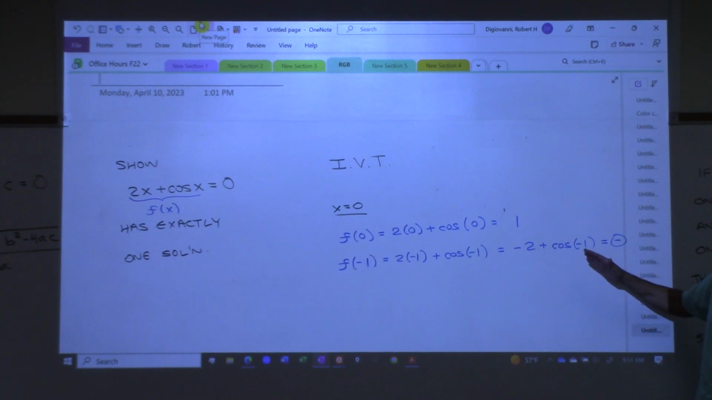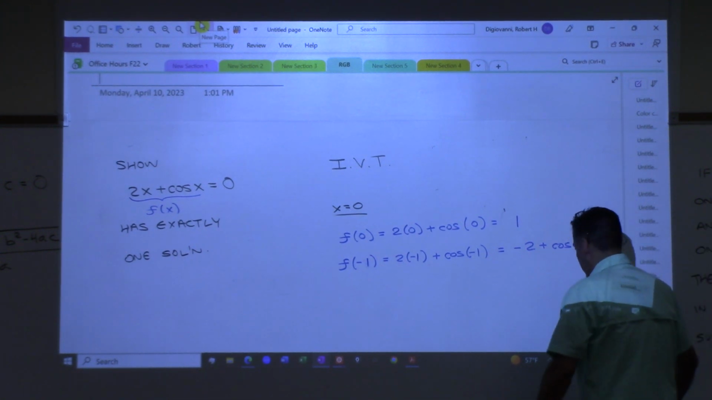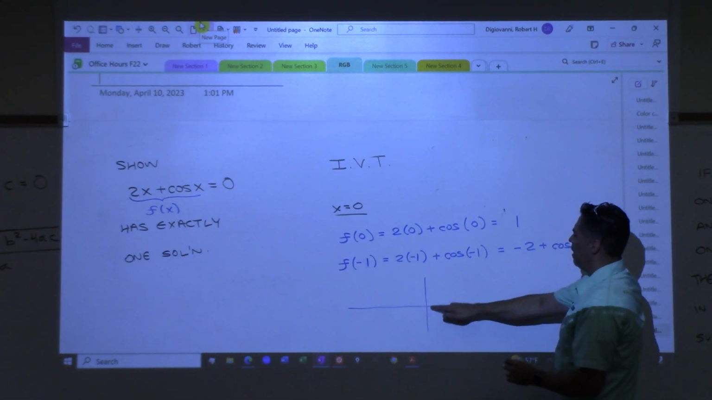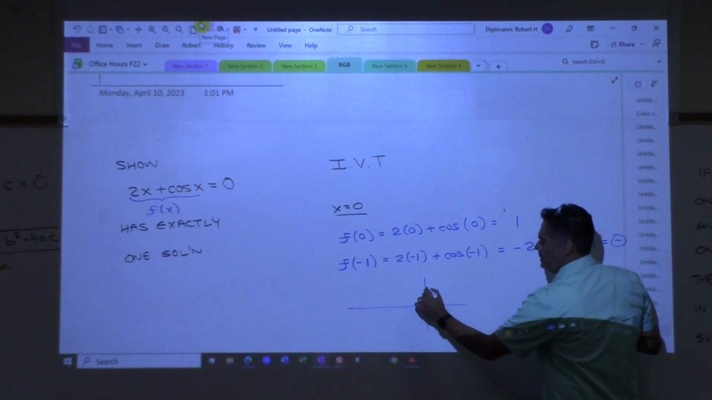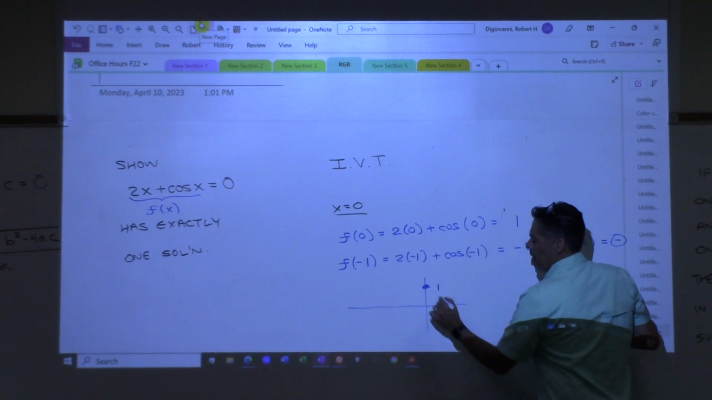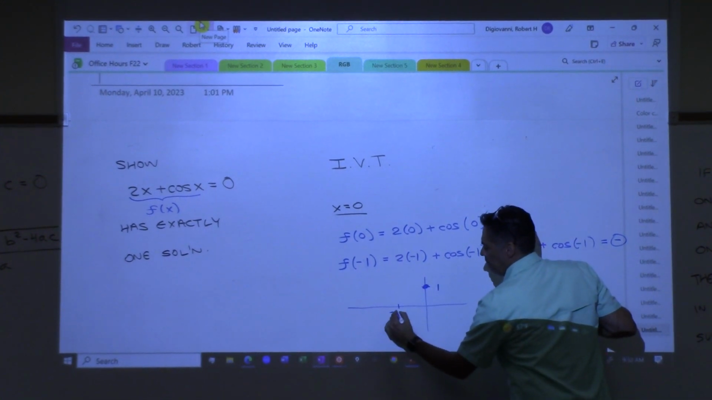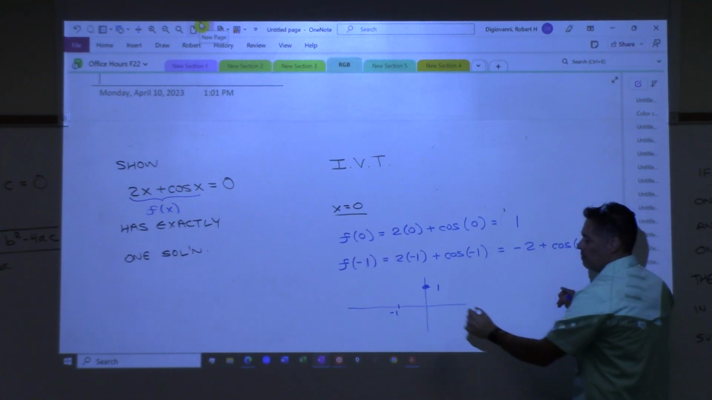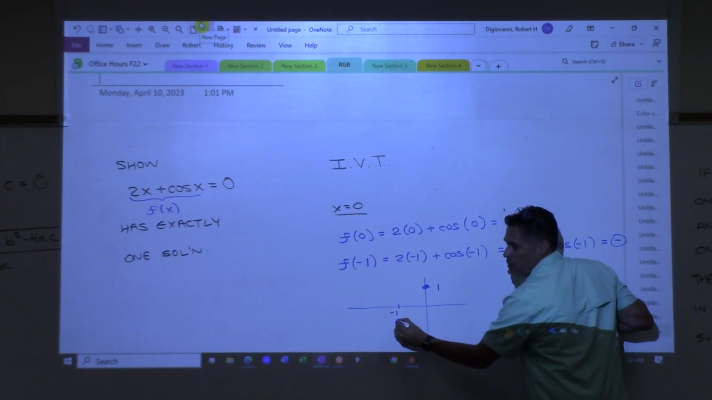...is a function that when you plug 0 in, what do you get? Positive 1. And when you plug negative 1 in, what do you get? Some negative number, right? Something down here. I don't know what it is, and I don't care.